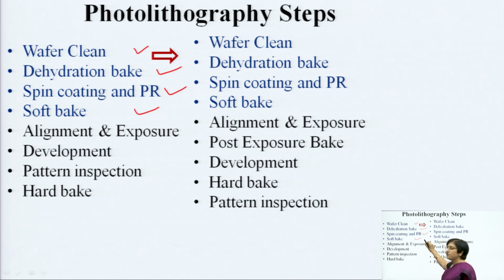Then we have alignment and exposure. You will be using the mask aligner, and proper mask alignment has to be ensured so that the area is exposed to the light source with which you are carrying out the lithography. Post exposure, there will be changes in the photoresist, and accordingly you develop that photoresist or eliminate the unwanted portion. Then you carry out the inspection of the pattern and the hard bake. So, these are the basic steps.